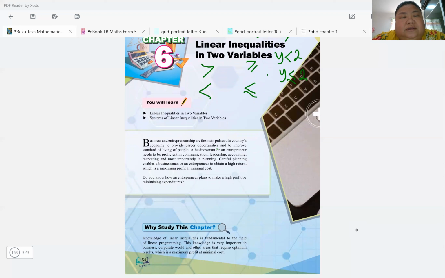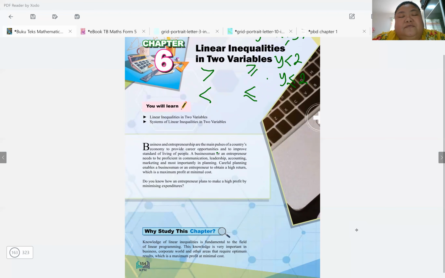It is different from an equation. In an equation, it is fixed. For example, if y equals 2, of course we know the value is y equals 2. It will not take any other number.